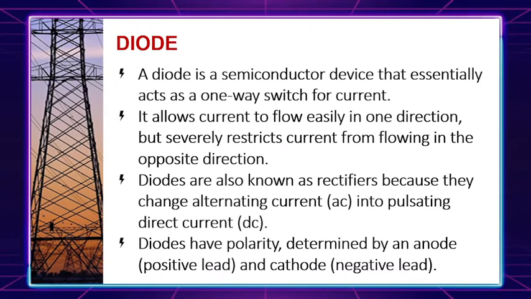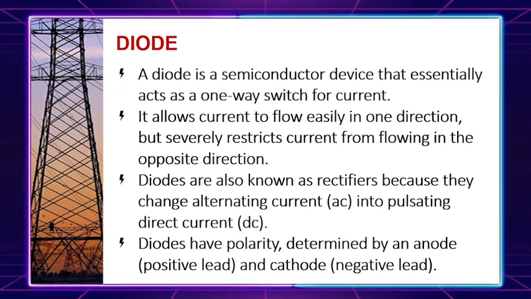Another interesting component in electricity and electronics is what we call a diode. A diode is a semiconductor device that essentially acts as a one-way switch for current. So this component allows the current to flow easily, but in only one direction or movement. It also restricts, just like a resistor, the current from flowing in the opposite direction. Diodes are also known as rectifiers.